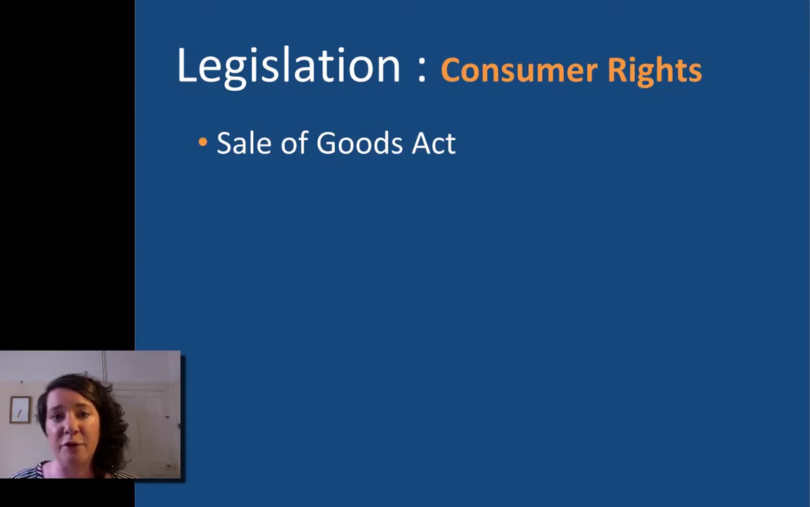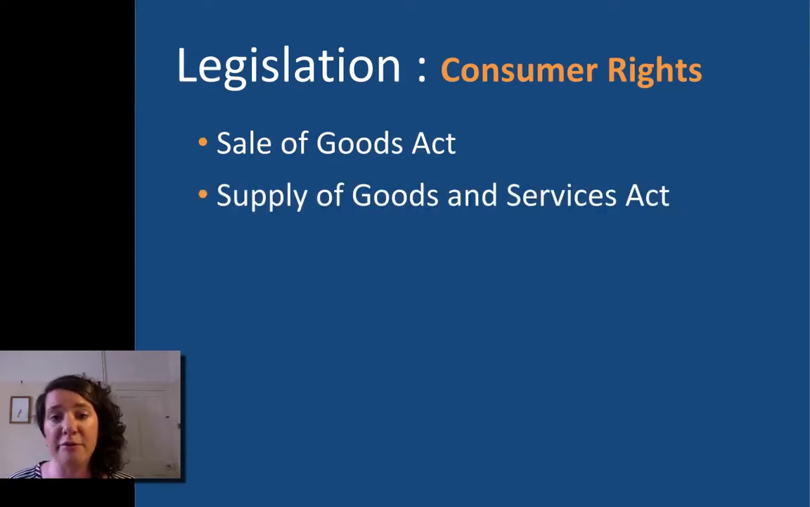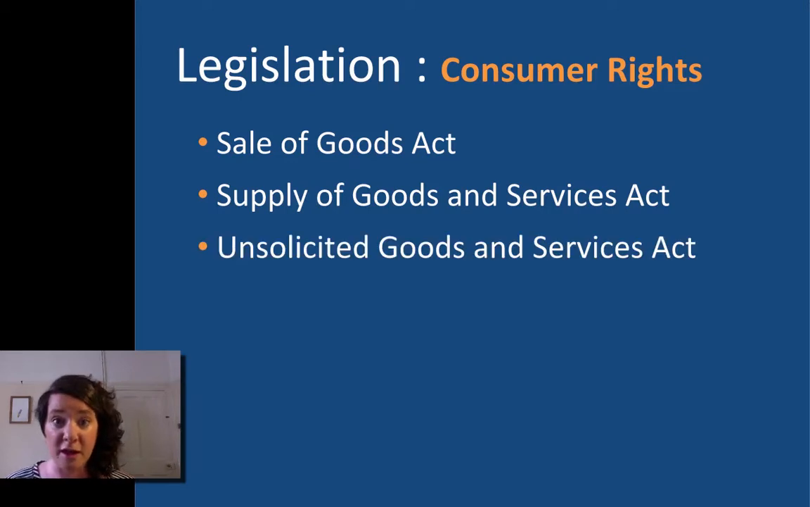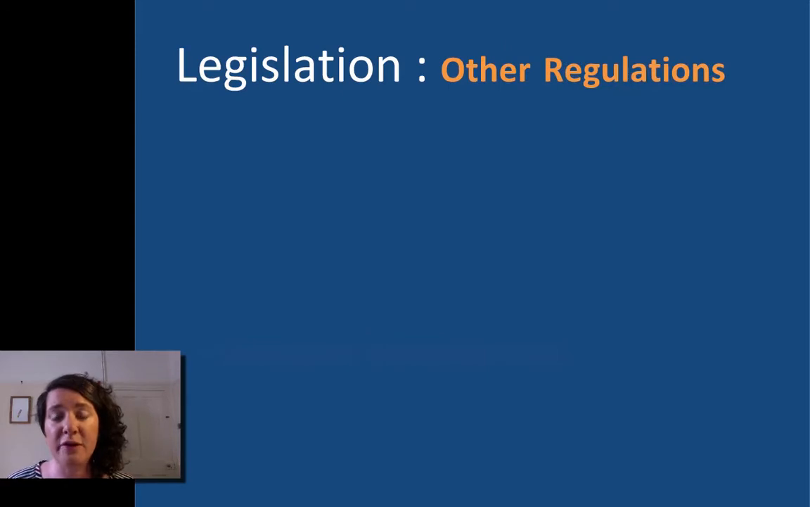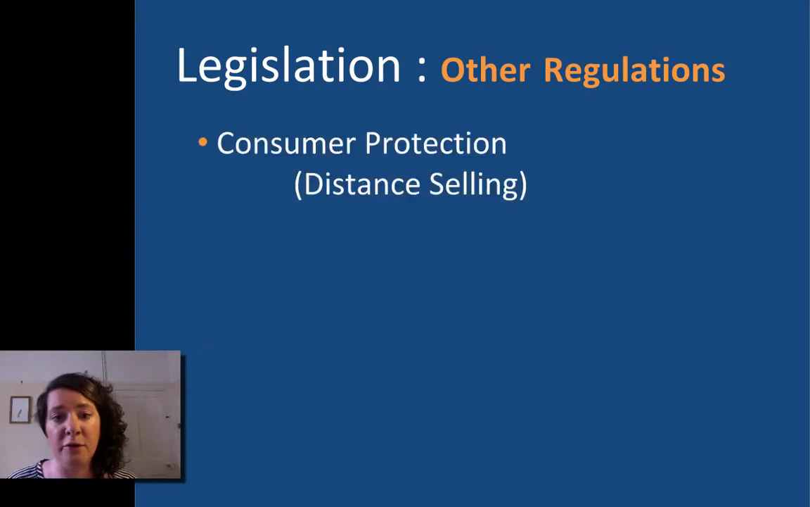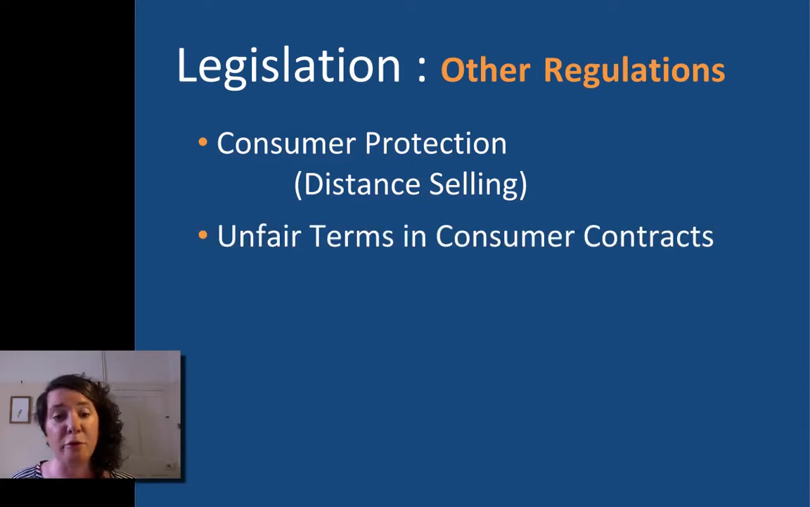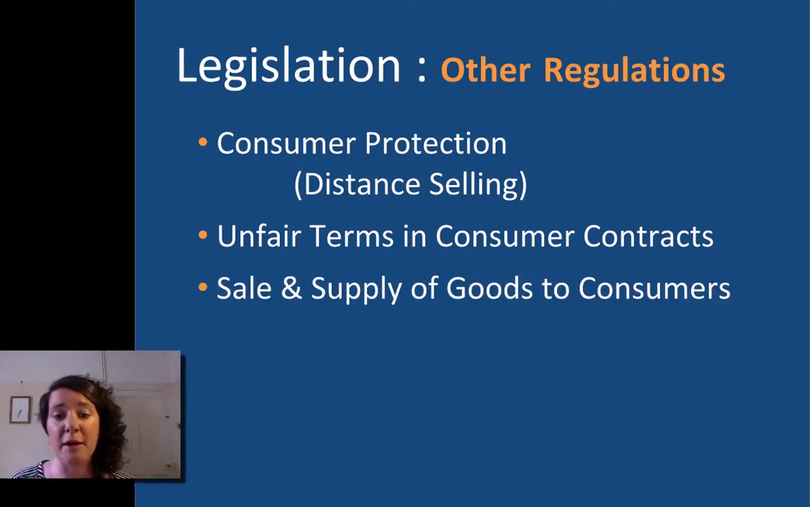Firstly, we've got the Sale of Goods Act, also the Supply of Goods and Services Act, the Unsolicited Goods and Services Act, Trade Descriptions, and finally Consumer Protection. There are a set of other regulations that are in force around consumer rights that it's good to know about. So those will be consumer protection regulations under distance selling, things to avoid unfair terms in consumer contracts, and also the sale and supply of goods to consumers.